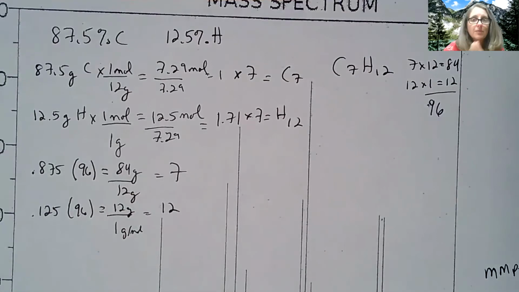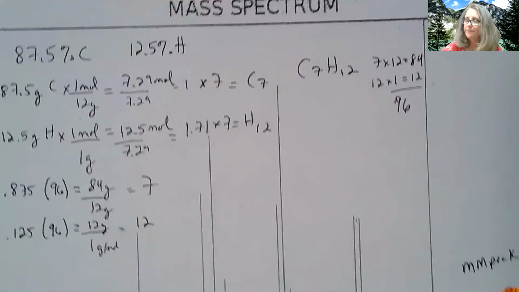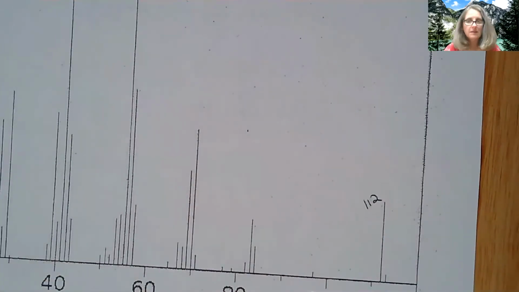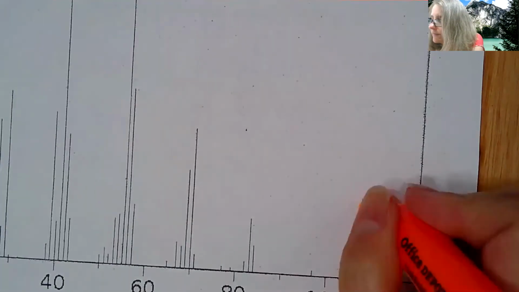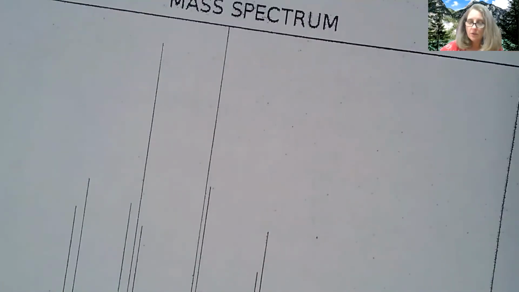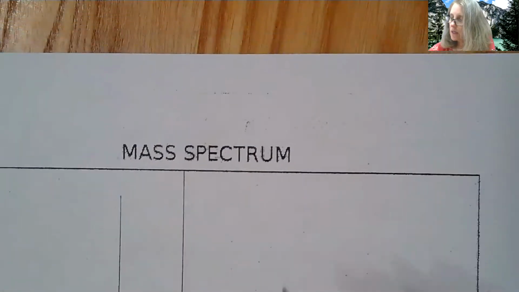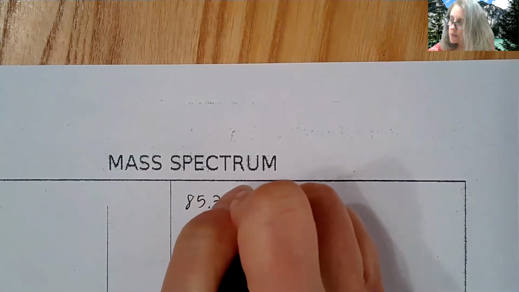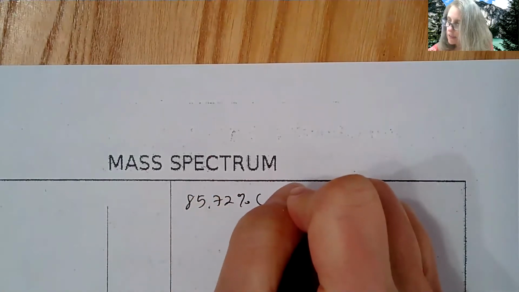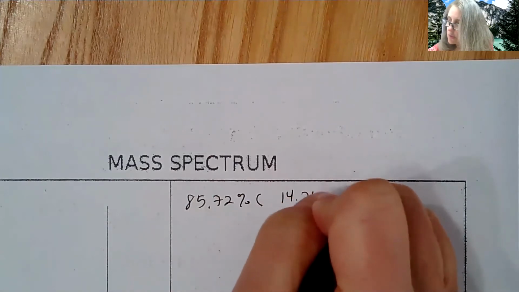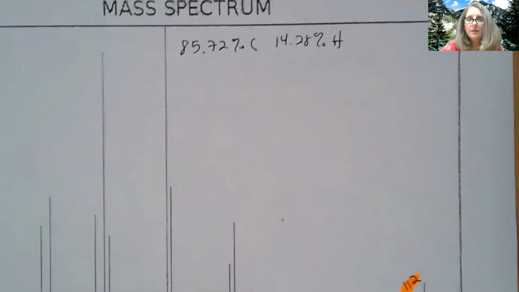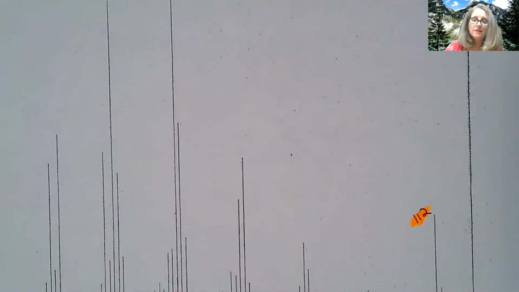Again, it's a personal preference if you like the more traditional way. So if you go to the next problem, this one has a molar mass peak of 112. For this one, I'm going to give you the percentages: 85.72% is carbon and 14.28% is hydrogen. See if you can find the formula that gets you to a total mass of 112.